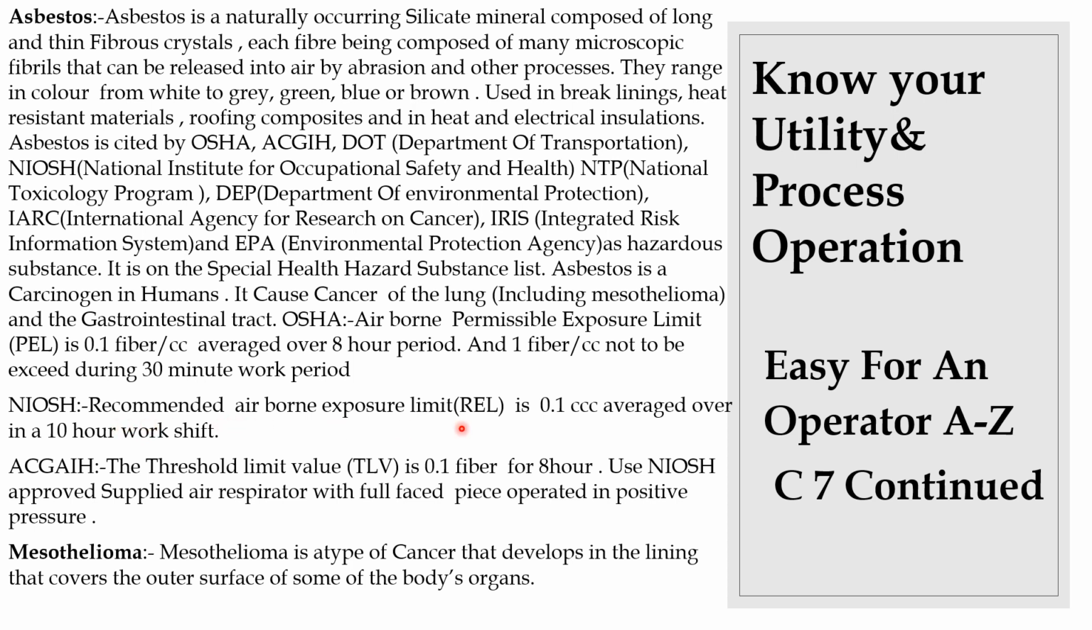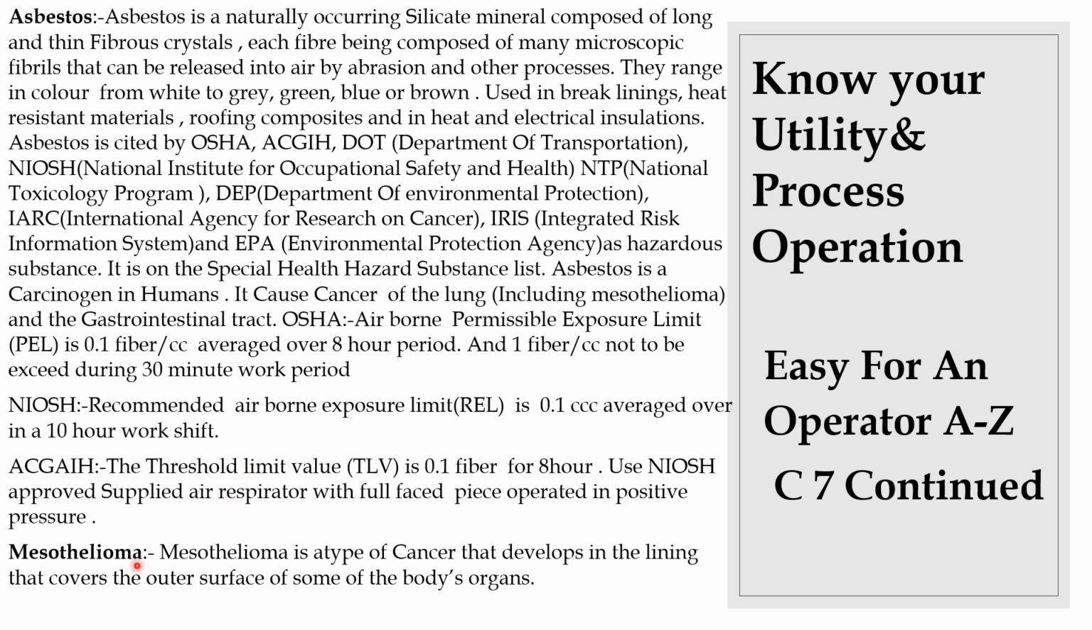The NIOSH recommended airborne exposure limit (REL) is 0.1 fiber per cc, averaged over a 10-hour work shift. The ACGIH threshold limit value (TLV) is 0.1 fiber for 8 hours, as with OSHA. Use a NIOSH approved supplied air respirator with a full face piece, operated in positive pressure, when you are working in an asbestos atmosphere in any type of industry. Normally insulation people have to use it.